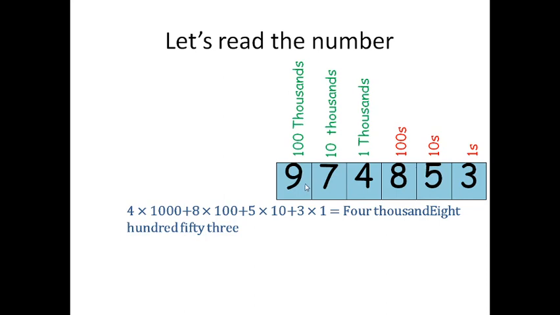Now let's read this number. Here 9 into 100 thousands. That means 900,000. Here we have 70,000. Here we have 4,000. So what is the total of thousands? 974,000 and 853.